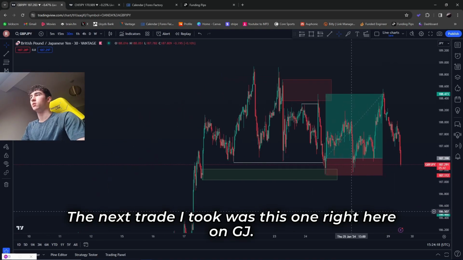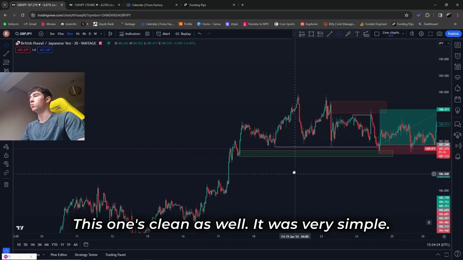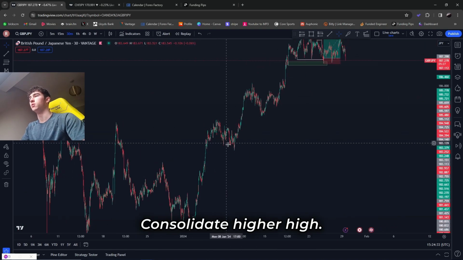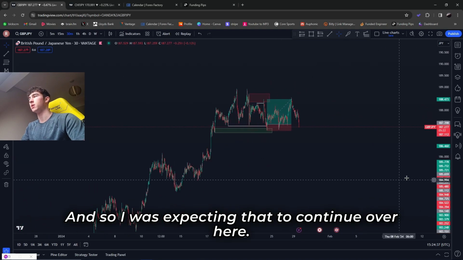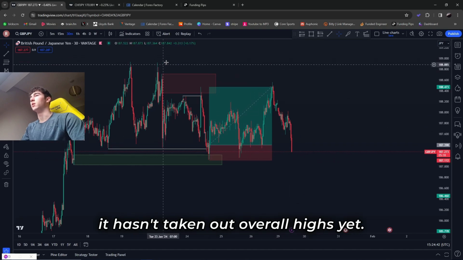But the next trade I took was this one right here on GJ, this demand setup. This one was clean as well. It was very simple. I'll start with looking at the overall structure. What can we see? Well, we're going higher highs, consolidate, higher high, consolidate, higher high. And so I was expecting that to continue over here. Now, at this point, you can see it hasn't taken out overall highs yet.